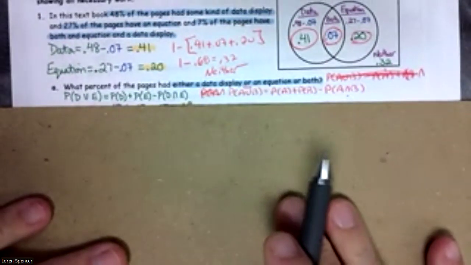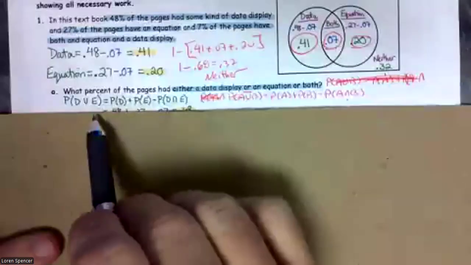I'm going to scratch that out just because it's crowded. Minus the probability of A and B. And is my overlap. That's where the streets cross. That's the intersection that we've dealt with before. So that's going to be 0.07. So in this case, we have D union E.